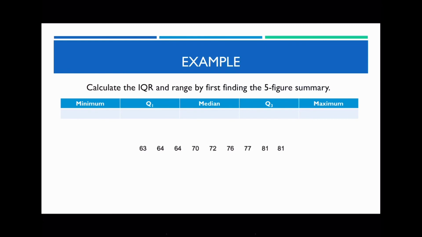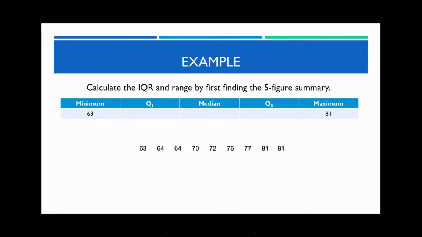So we're going to be looking at examples of how you could calculate the IQR and range, and then I'll be getting you to answer some textbook questions. So in this case, what you want to do is find out the IQR and range by first finding out the five-figure summary. Finding out the minimum and maximum is always going to be the easiest. So it's just the smallest and the largest value.